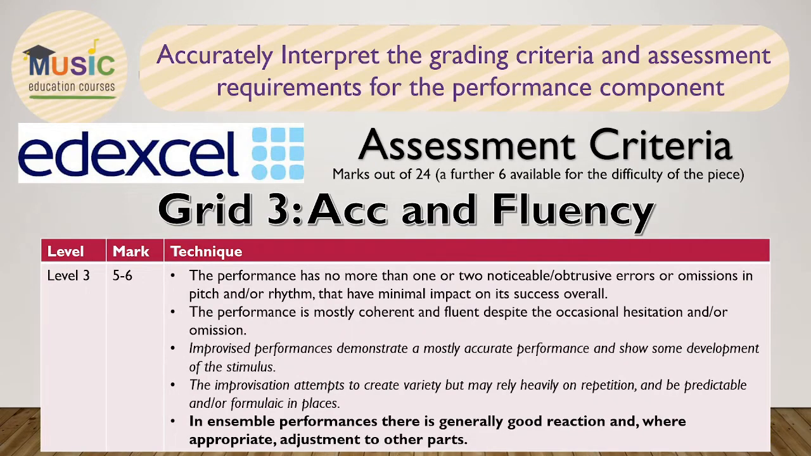Level 3, for 5 to 6 marks. The performance has no more than 1 or 2 noticeable obtrusive errors or omissions in pitch and or rhythm that have minimal impact on its success overall. Minimal impact. So it's using specific numbers here. 1 or 2, they can be counted, that have minimal impact.